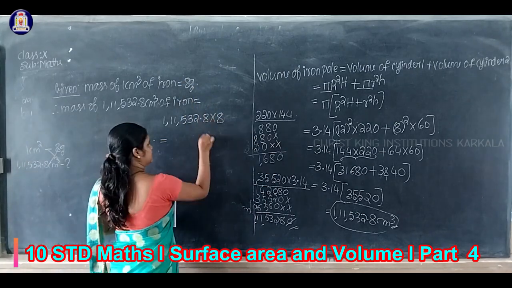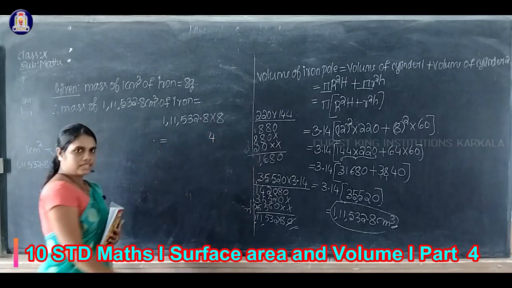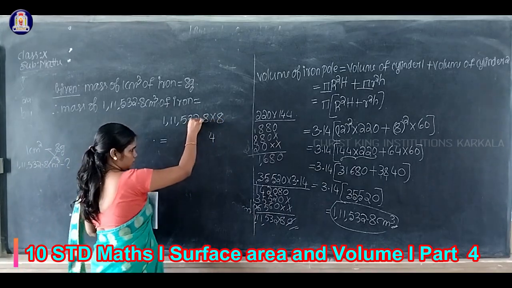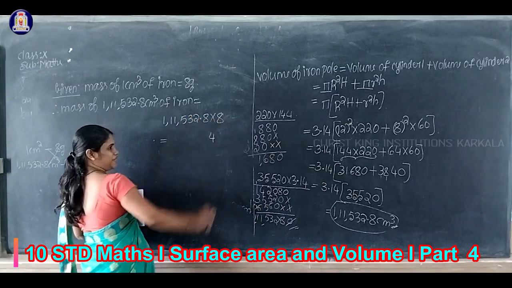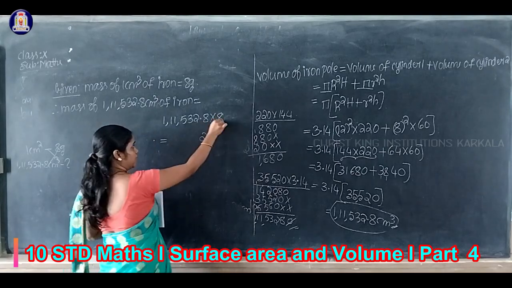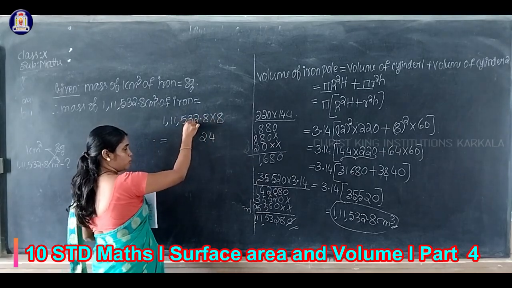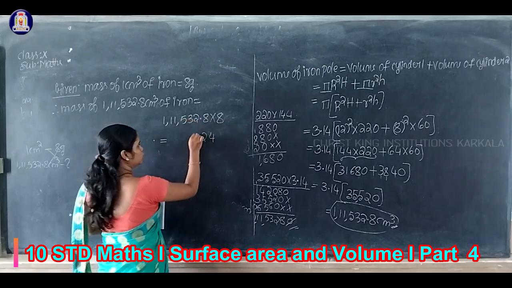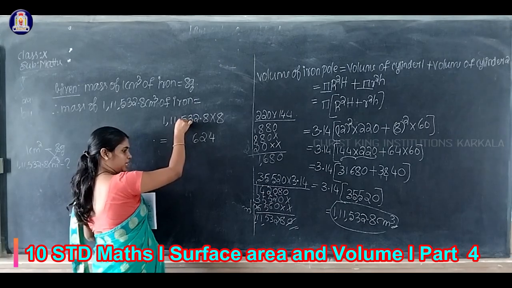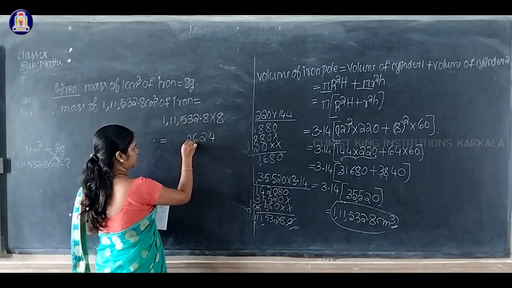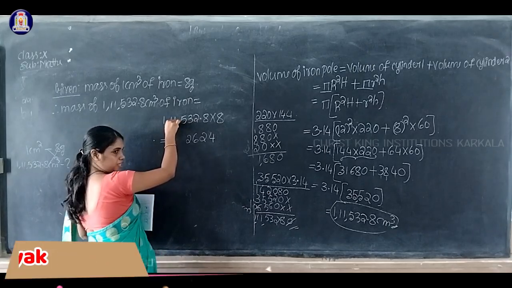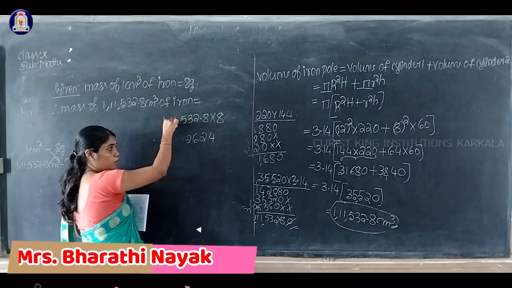Okay, 8 8s are 64, 6 carrying. Okay, next 8 2s are 16 plus 6 equal to how much? 22. 2 carrying. 8 3s are 24. 24 plus 2 equal to 26. Again 2 carrying. 8 5s are 40. 40 plus 2 42. 4 carrying. 8 1s are 8. 8 plus 4 equal to how much?